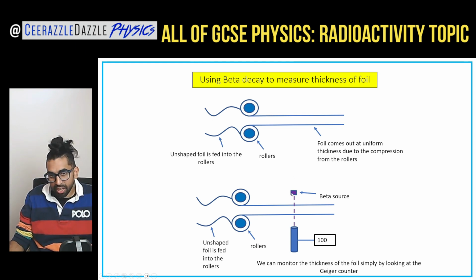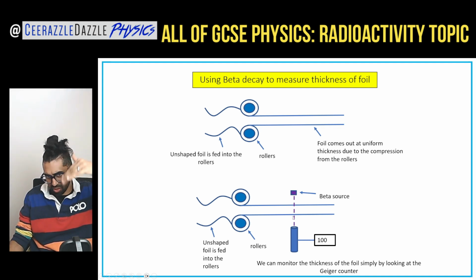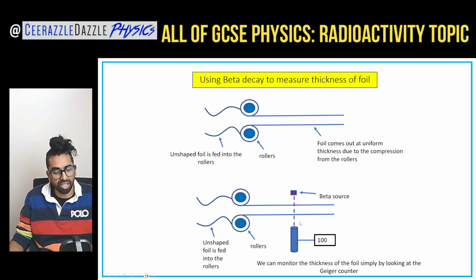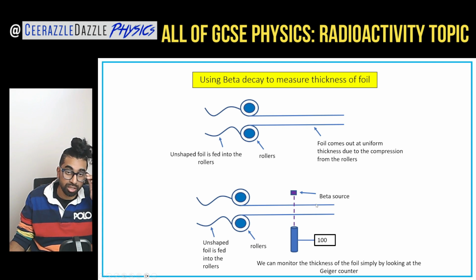So what they do is they put a beta source on one side of what's coming out. So this is the very thin strip coming out, and a Geiger counter underneath it on the opposite side over here. So the beta source is going to emit the radiation, it's going to travel down and through it, and we will get the Geiger counter getting a reading because some of it can pass through. Right, so simply by looking at the Geiger counter you can determine the thickness of the foil.